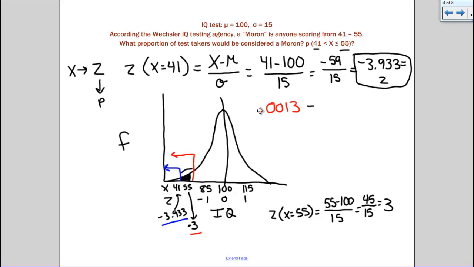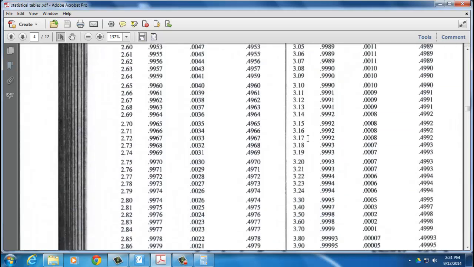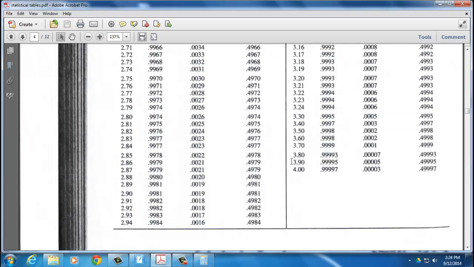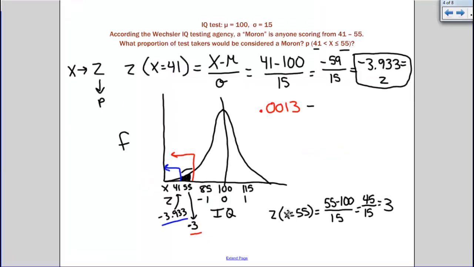Now we need to figure out the proportion in the tail for a z-score of 3.933. But check it out, the table only goes to the hundredths place. So we're going to look for 3.93, and look, we don't have 3.93, right? So we're just going to go to the closest one, which is 3.9. Remember, this is an approximation. And we get 0.00005. So let's plug that in, make it blue.